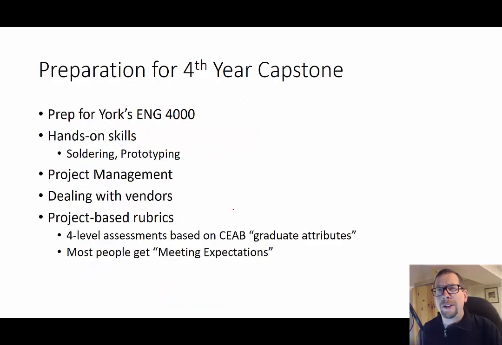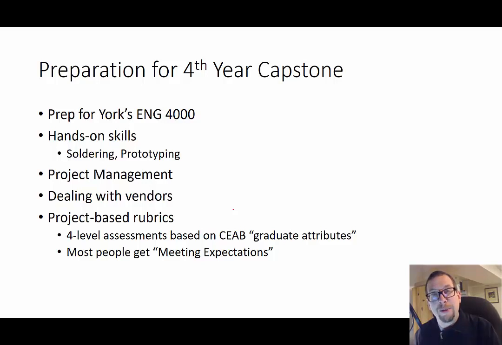All right, all of this to say that this course 3215 is really for electrical, computer, and software engineers, a preparation course for Capstone, which is the 4th year full year project course. You're going to learn some hands-on skills in terms of soldering, in terms of prototyping, in terms of selection of chip. You're going to learn about some project management, dealing with vendors. That's an important one. And you're going to get some experience with project-based rubrics or marking guides, something that you'll often see in the Capstone class.